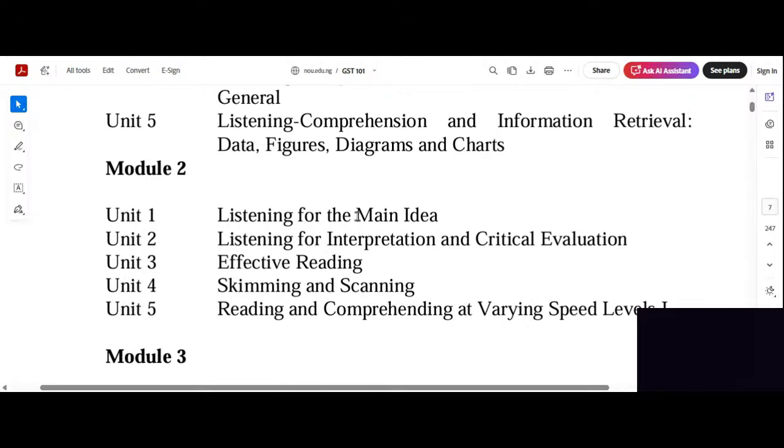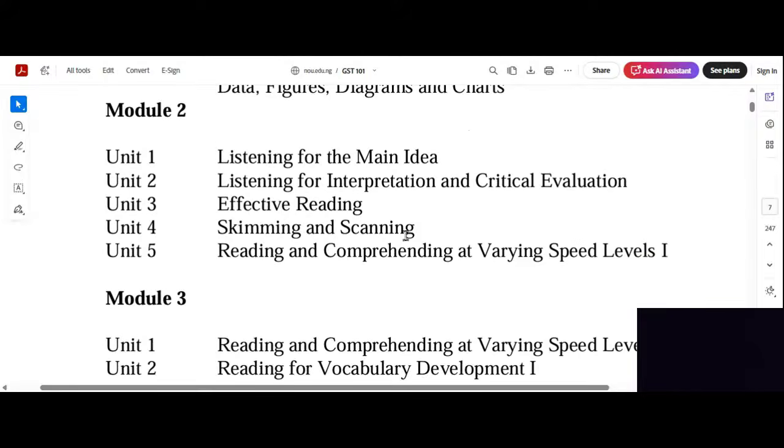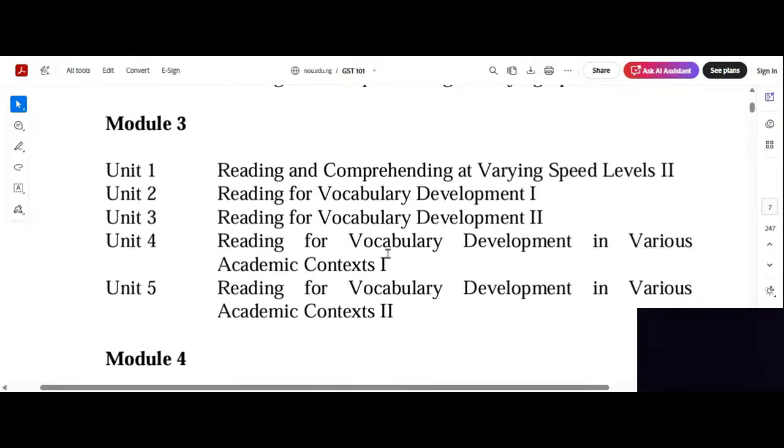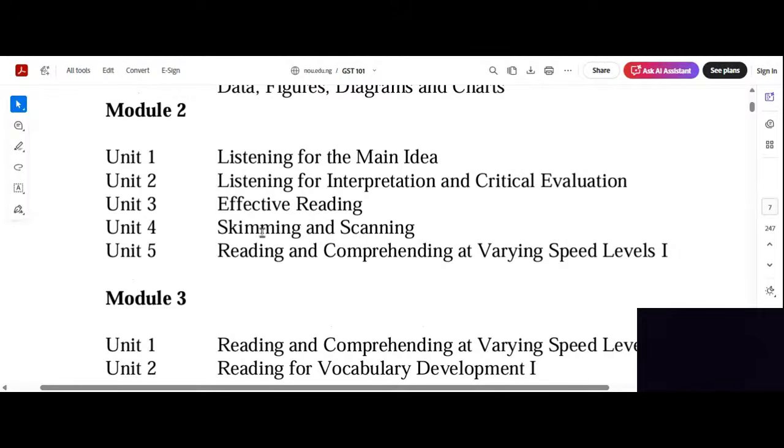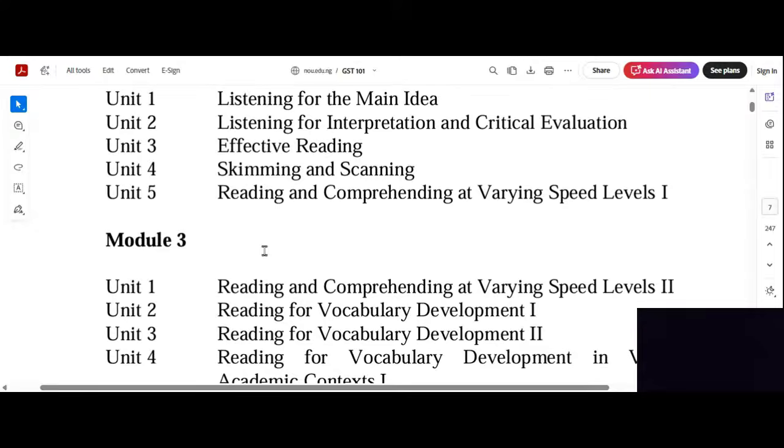In module 2, we'll talk about listening for main idea, listening for interpretation and critical evaluation, effective reading, skimming and scanning. You'll enjoy the skimming and scanning when we get there. Then we'll talk about reading and comprehending at varying speed levels, part 1. So you find out that towards the end of module 2, we are already going to the second part of the material, which is the part that teaches us how to read.